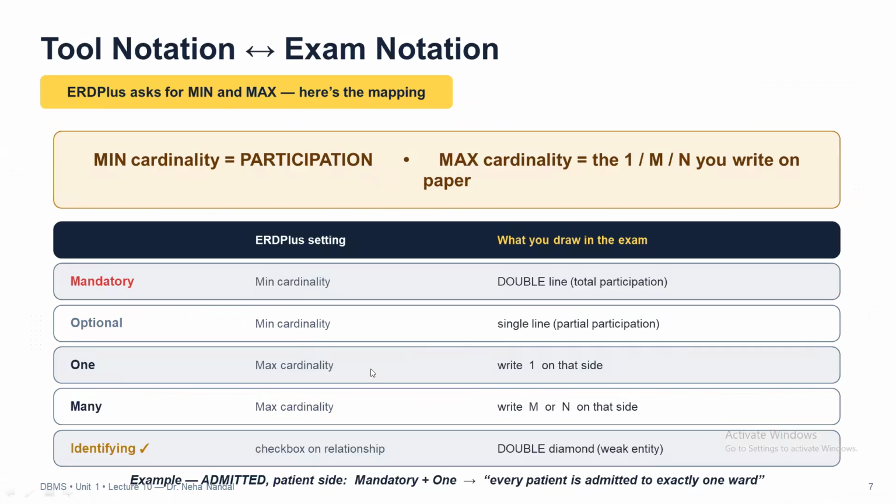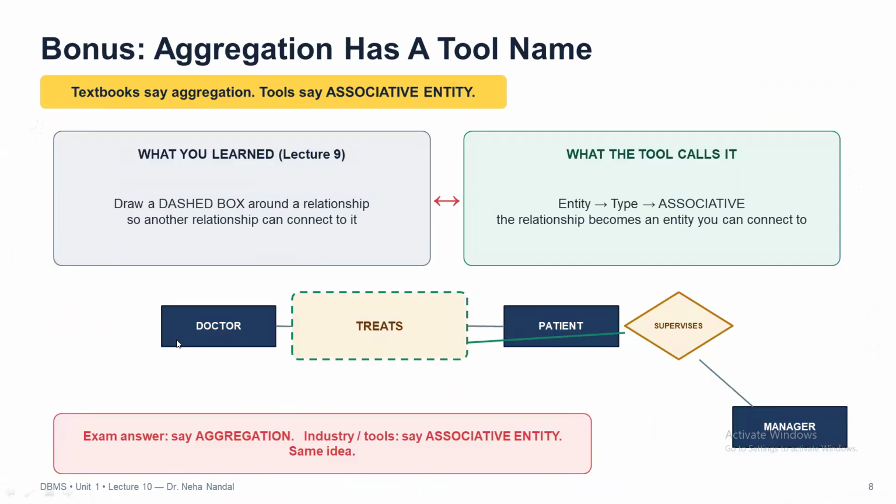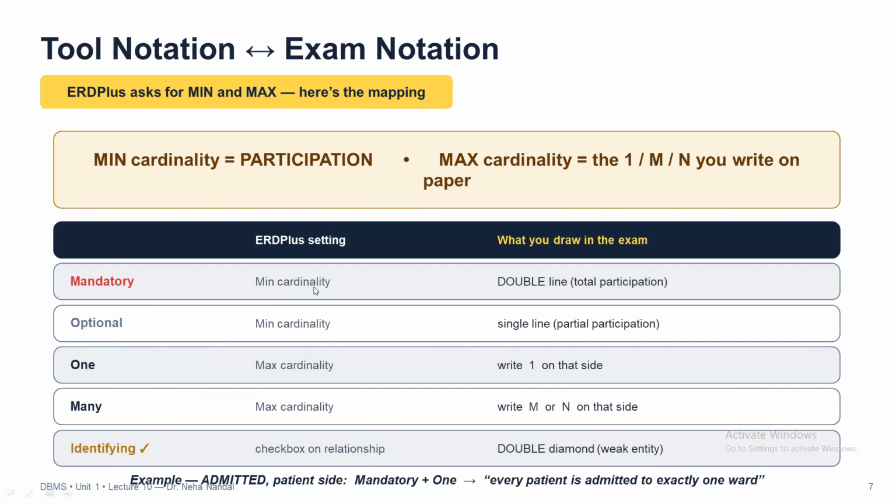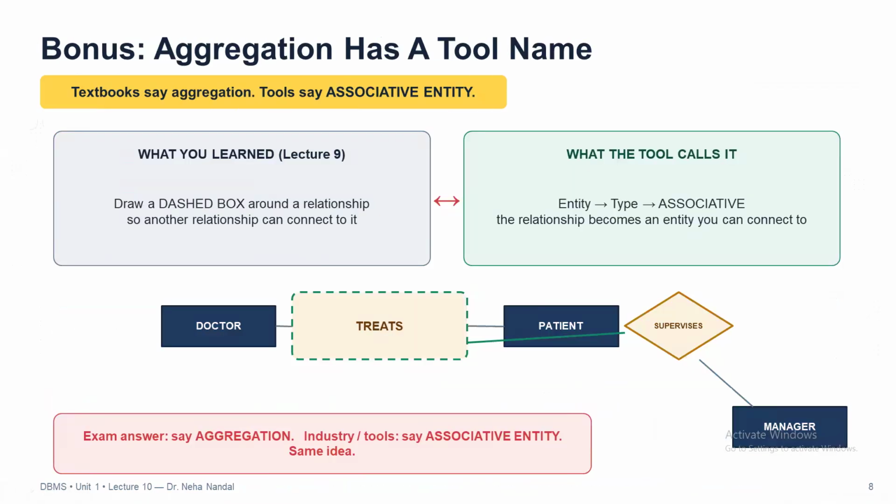Now, there are some things for exam purpose. Minimum cardinality is participation, maximum cardinality is 1, M, N; you write on paper. Mandatory means minimum cardinality, what you draw in exam is a double line. Optional, single line, partial participation. One means write 1 on that side. Many means write M or N on that side. Identifying means checkbox on the relationship. Double diamond, that is weak entity. Please remember all these things for your exam purpose.